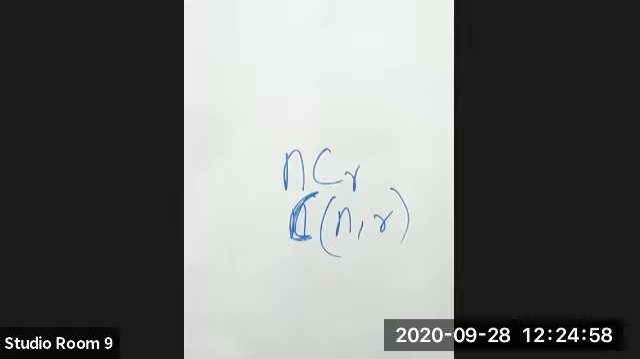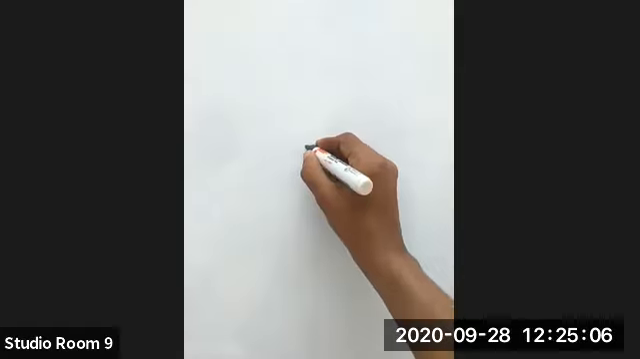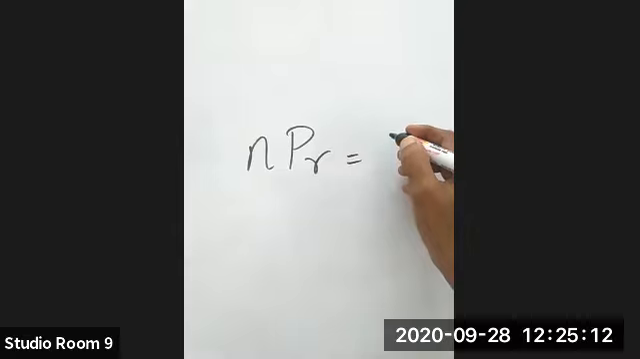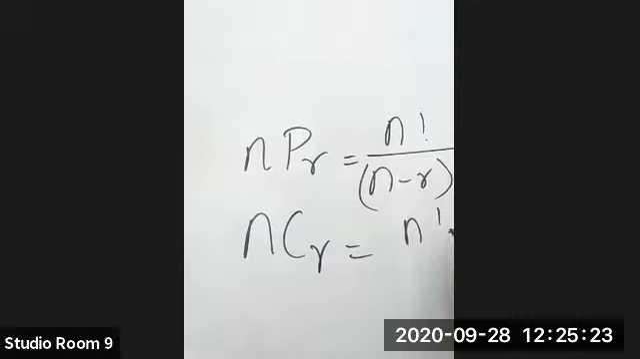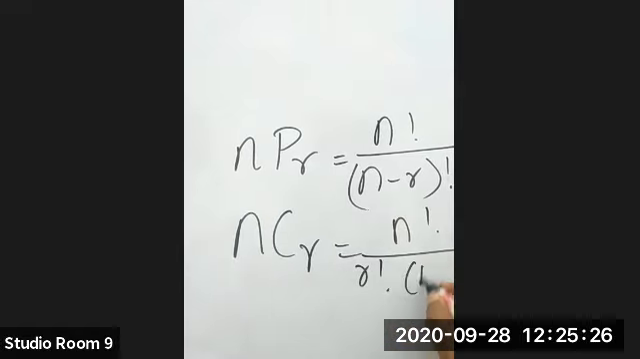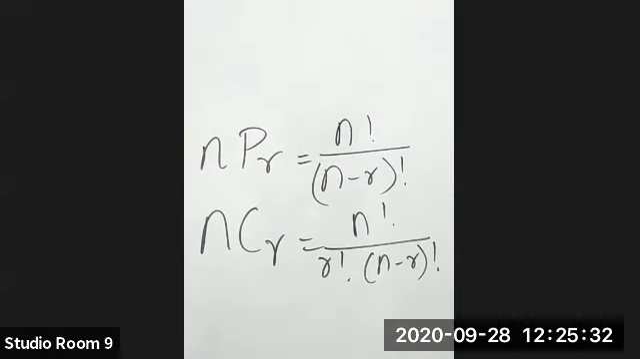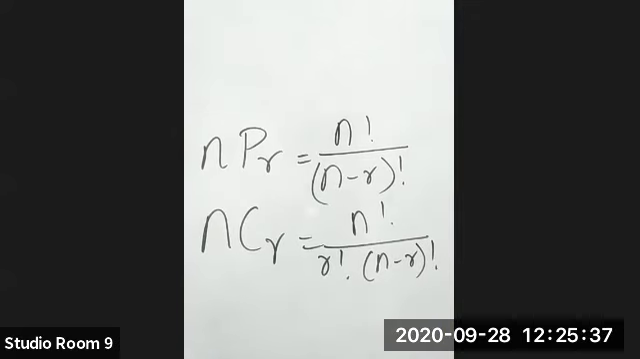Now let us learn, let's define what is nCr. Listen, children. Before writing nCr, let's recall what is nPr. nPr is n factorial by n minus r factorial. So what is nCr? nCr is n factorial by r factorial into n minus r factorial.